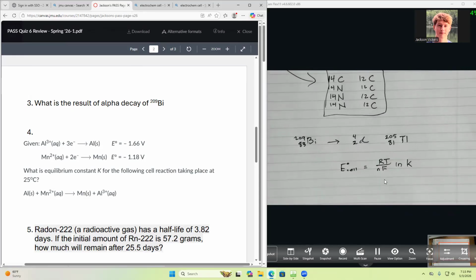So spend a few minutes working on this one. Here's the formula you have to use. And we're given these reduction potentials. So see if you can figure out what the overall standard cell potential would be. And if you're stuck, no worries. I'll go over it in a little bit.